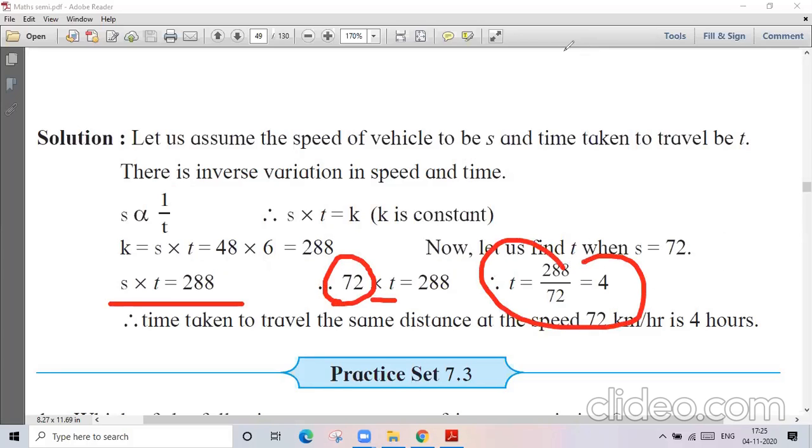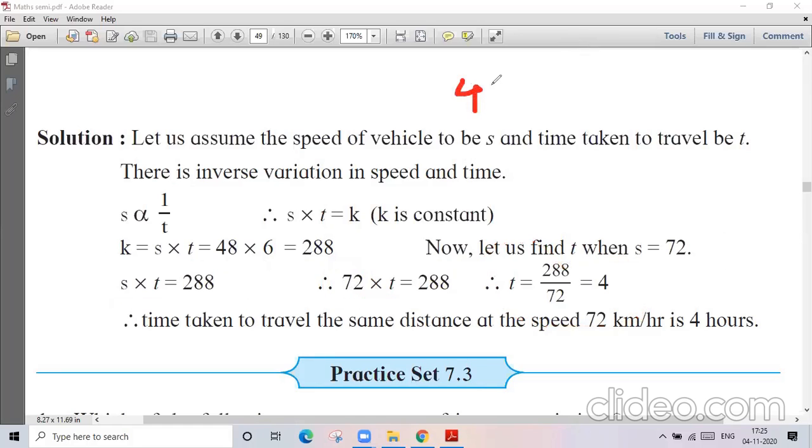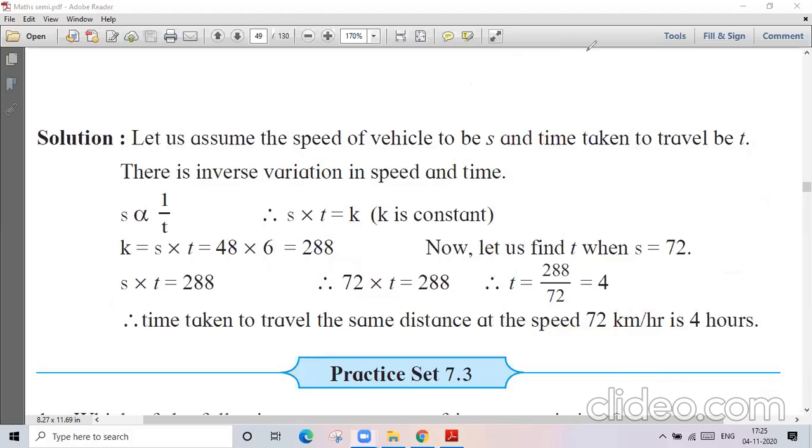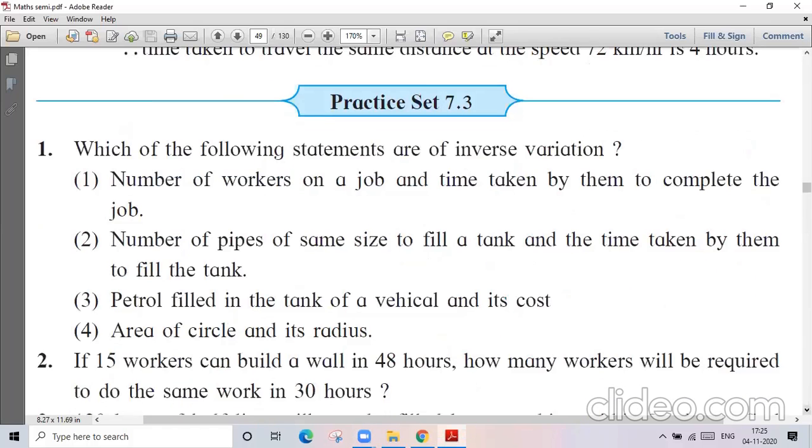म्हणजे if you increase the speed, 48 चा जर स्पीड तुम्ही increase केला 72 ला, so पहिल्यांदा तुम्हाला 6 तास लागायचे, आता तुम्ही किती तासामध्ये पोहोचतात, you reached in 4 hours. किती वेळ लागला तुम्ही पोहोचलात, 4 तासामध्ये तुम्ही पोहोचलेला आहात, राईट. So in this way we will solve the practice set 7.3. हे solved example होते, याचं काही एवढं कठीण असं त्याच्यामध्ये नव्हतं.